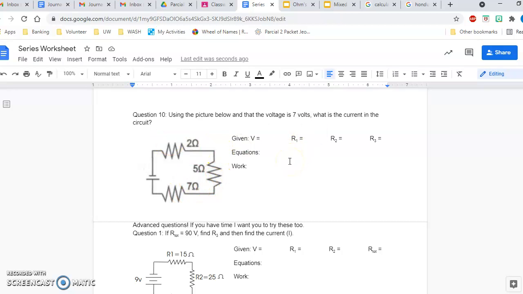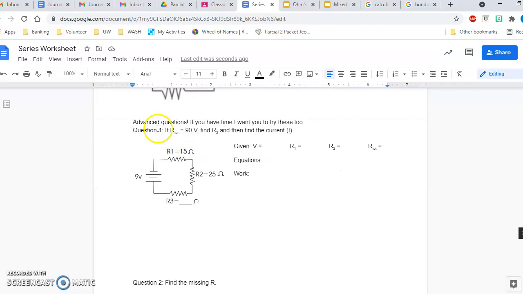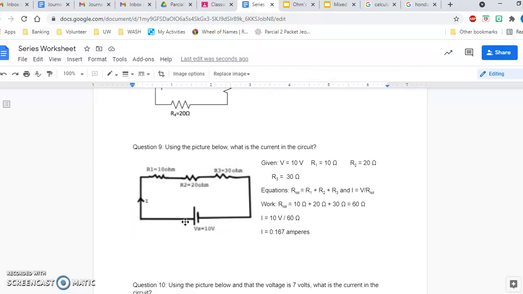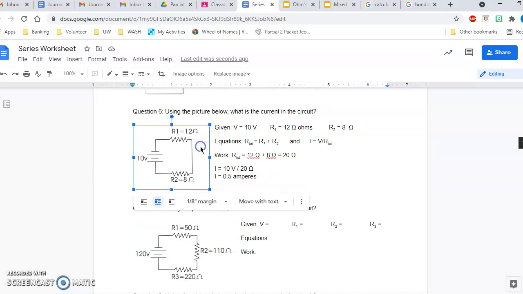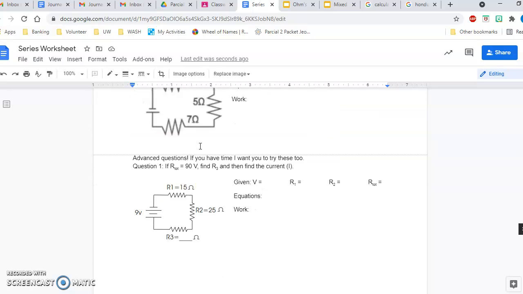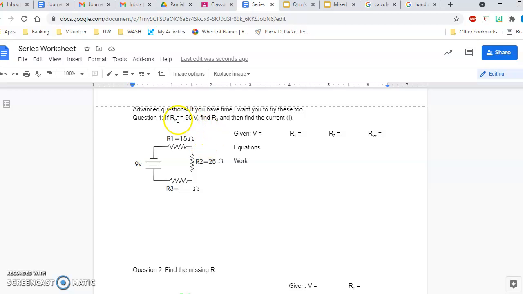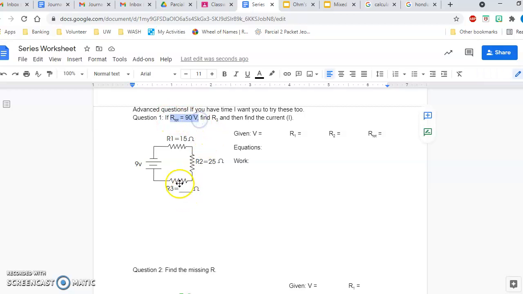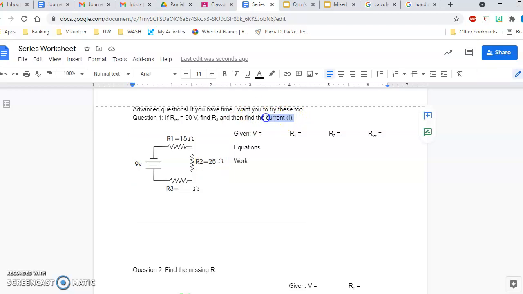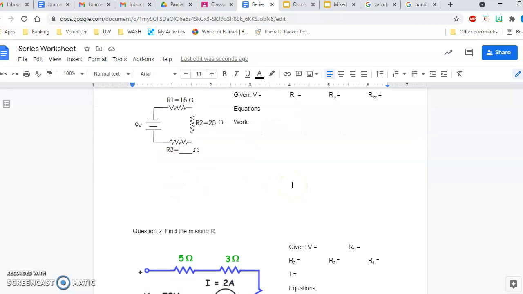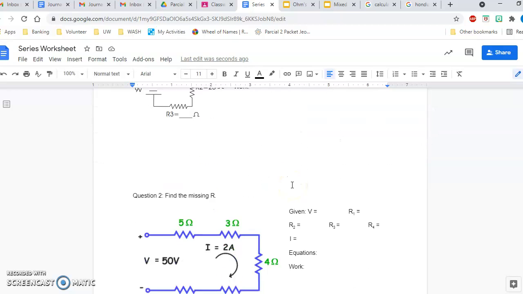I mentioned this in our classroom, but just to be sure, these advanced questions you do not have to do unless you want to. They're a little bit trickier, so they're not quite the same process as I've just shown you, but it's all using the same equations, maybe just in a little bit different way. This time I'm giving you R total and asking you to find R3, and then you would find the current the exact same way, but I'm giving you R total instead of giving you R3, so we could maybe find out how to do that one.